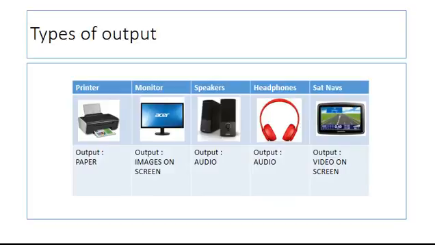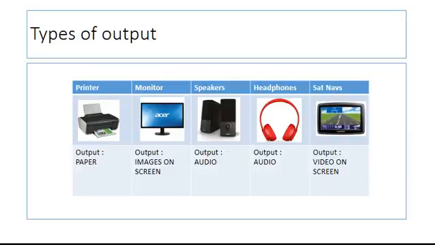So the printer outputs paper, quite simply put. You can send something to a printer, you can input a file to the printer, and the printer prints out the piece of paper. It outputs text and images onto a piece of paper. The monitor is a really obvious choice for an output.